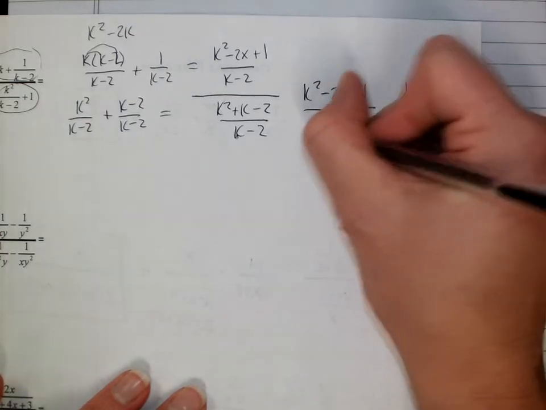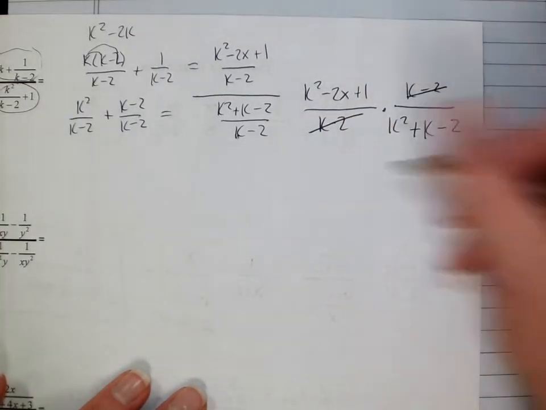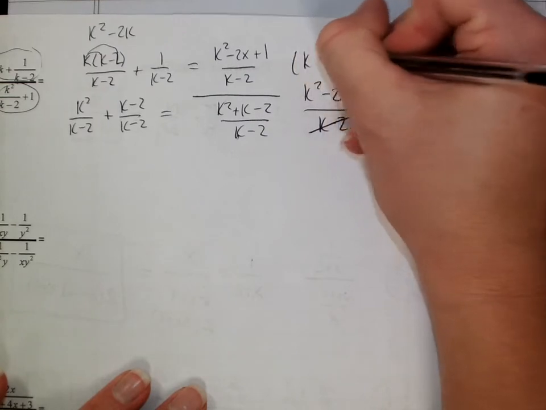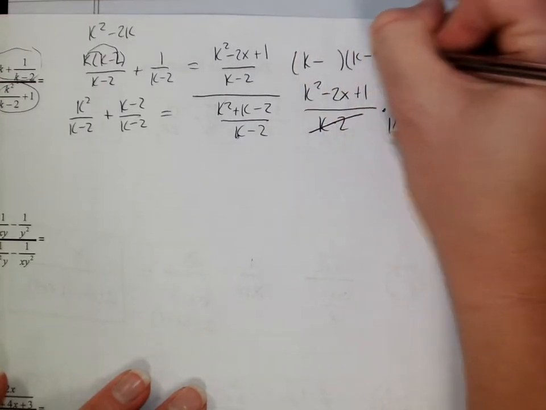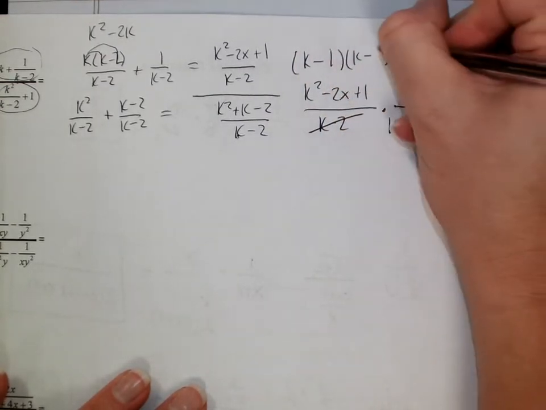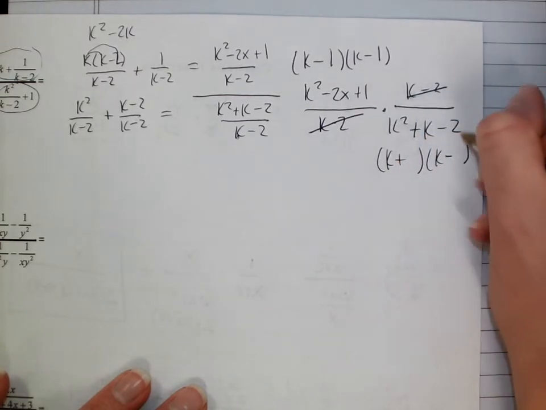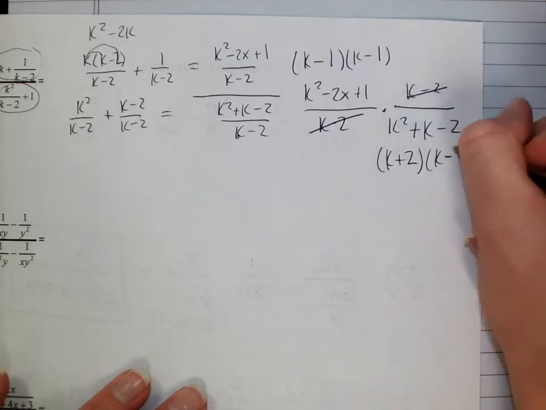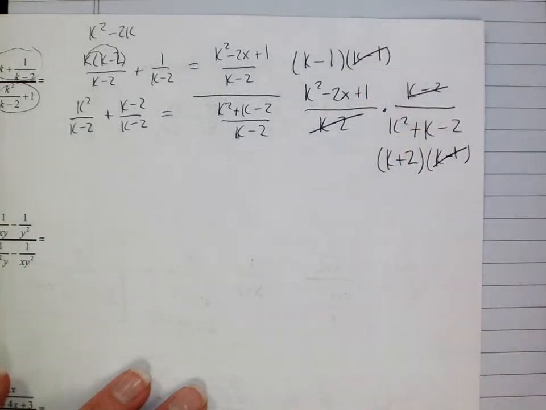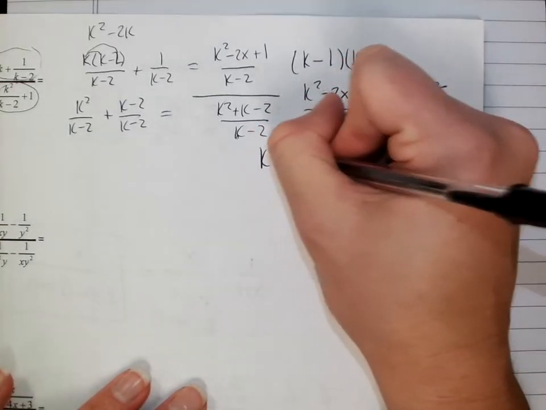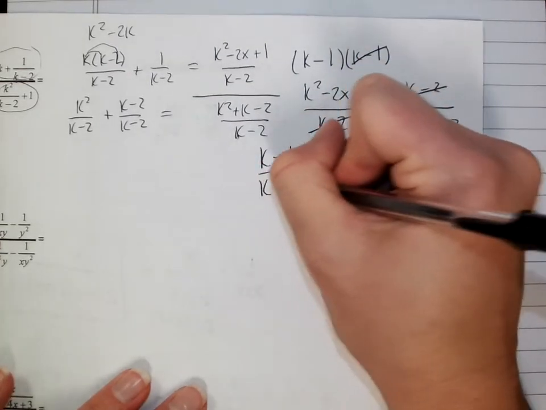But looking here, I do see those k minus 2's cancel. For the rest of this, I'm going to factor this. That's k minus and k minus multiplies to be 1, adds to be negative 2. That's negative 1 and negative 1. This is k plus and k minus multiplies to be negative 2, adds to be 1. 2 and negative 1. Our k minus 1's cancel. And I'm left with just k minus 1 over k minus 2.